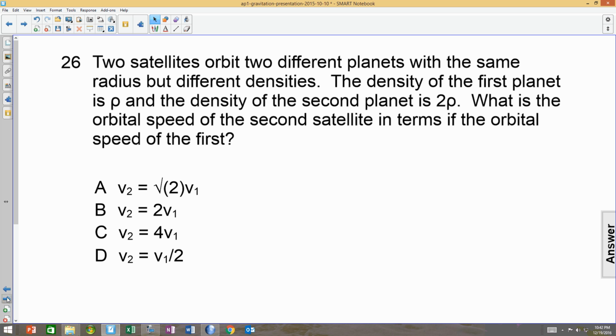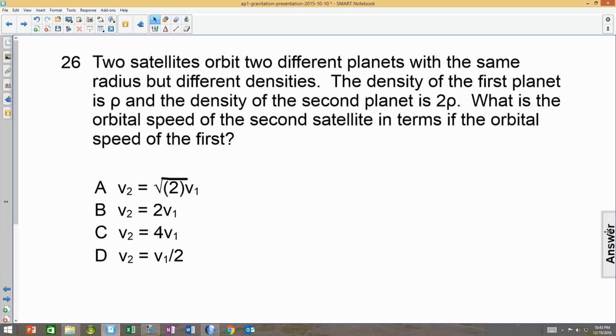Two satellites orbit 2 different planets with the same radius but different densities. The density of the first planet is rho, and the density of the second planet is 2 rho. What is the orbital speed of the second planet in terms of the orbital speed of the first? Is it A, B, C, or D? Go ahead and pause the video now and see if you can figure this out.